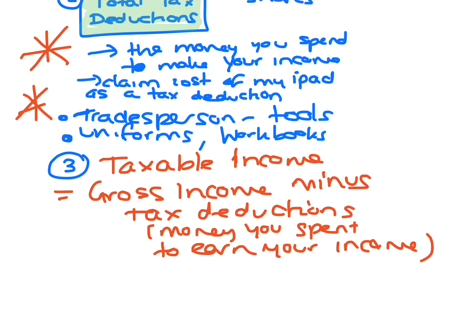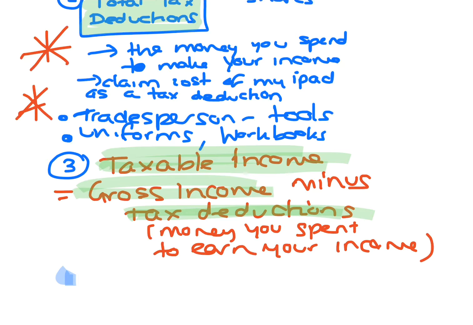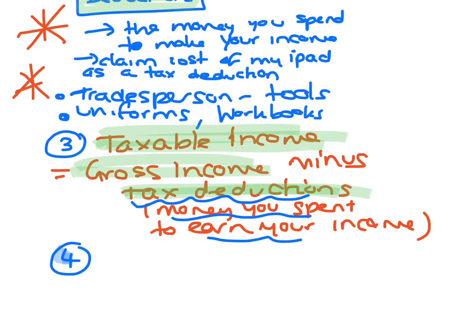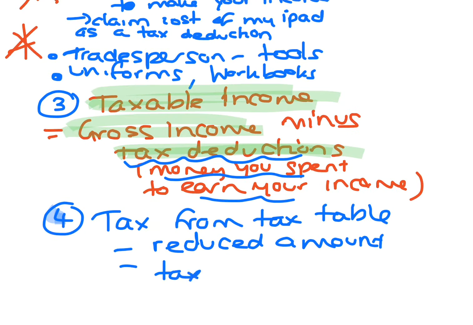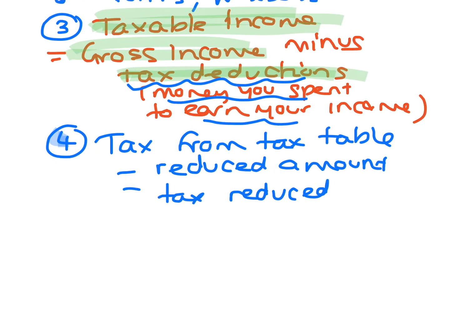So you get your gross income, you add up all the money you spent, and you take that off. Why that is an advantage to you is because you don't want to get taxed on the money that you spend to earn your income. You're allowed to take it off. So when you work out your tax from the tax table, it will be a reduced amount. Therefore, your tax will be reduced. If you don't take this off, then you're going to end up paying more tax.